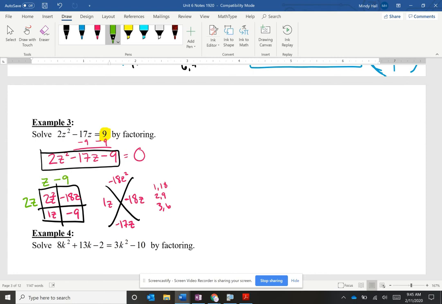And so then if I took out a z, z times 1 gives me 1z, so I'm going to have a plus 1, and 1 times negative 9, our checker, is negative 9. And so factored form of this would become z minus 9 times 2z plus 1 equals 0. And again, these two things multiplied together make this thing in the pink. And so that's why we want to have it in factored form and equal to 0.